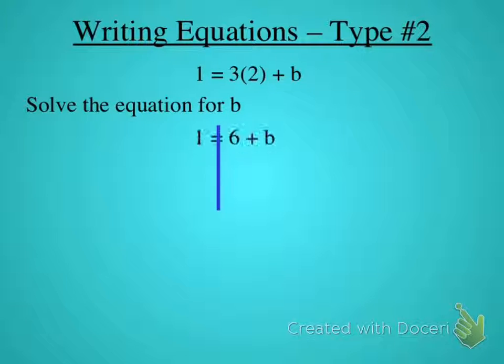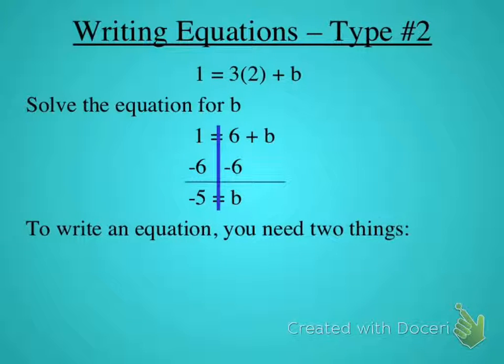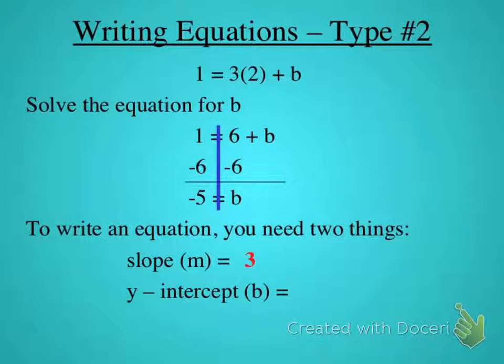So solving the equation for b would give us -5. So now that we have the two things we need, slope is 3 and the y-intercept is -5, put them in the right form.